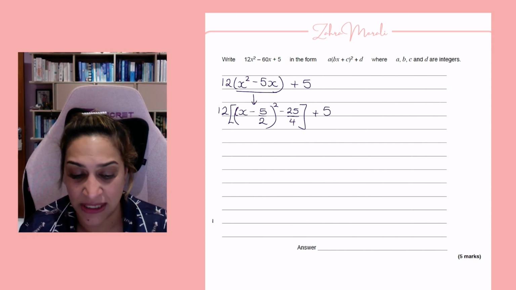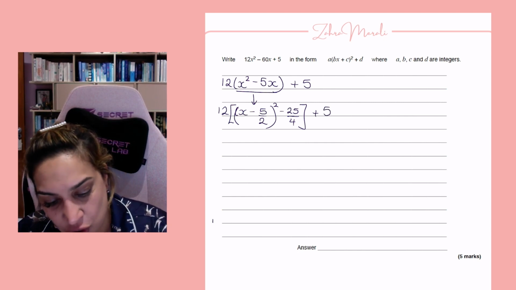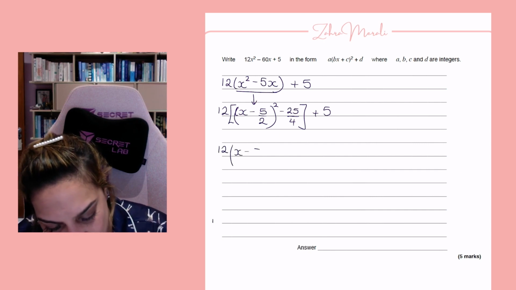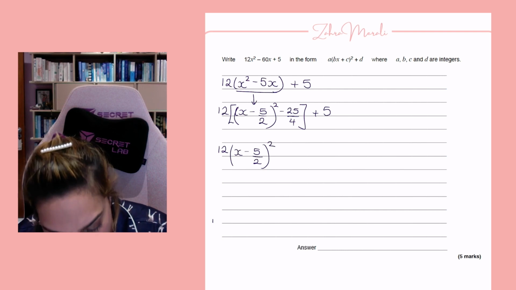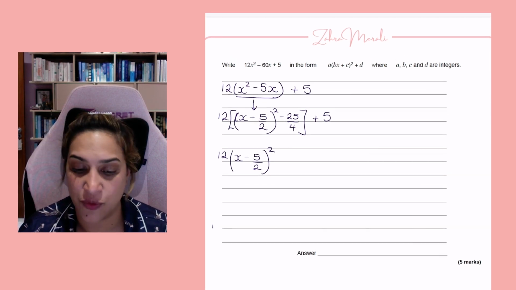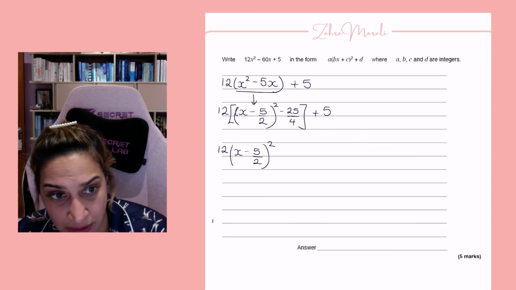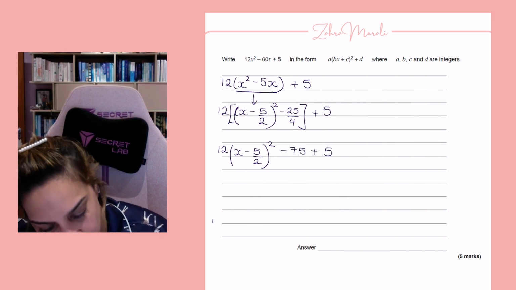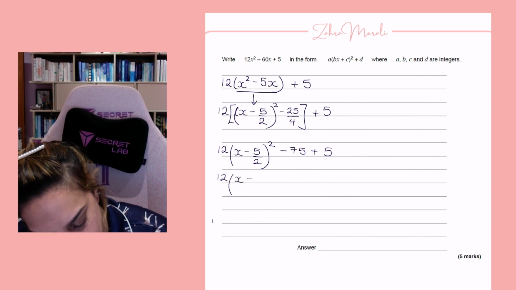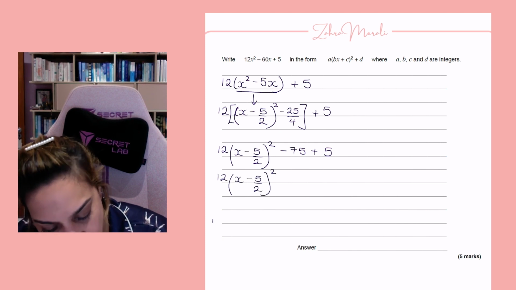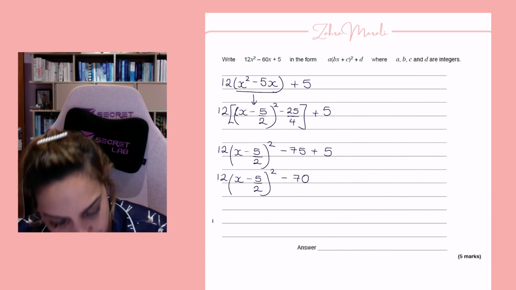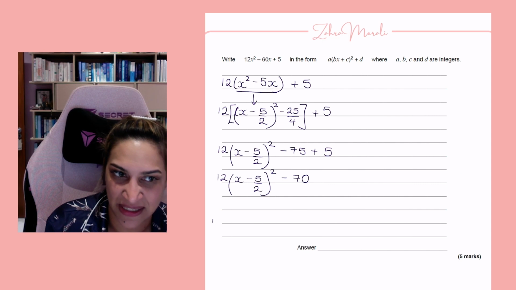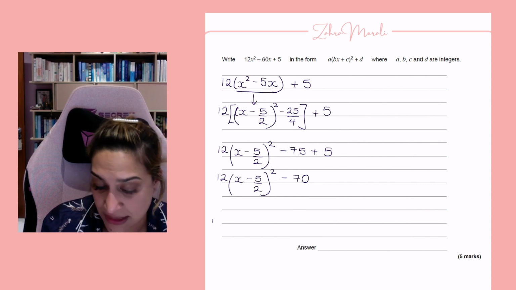Okay, so now let's open that out. We're going to do 12 times all of this to give us 12(x minus 5 over 2) squared. 12 divided by 4 is 3 times minus 25. It's going to give me minus 75 plus 5. So you're going to have 12(x minus 5 over 2) squared minus 70. Okay, now if we look at the answer, that doesn't sort of correlate. So we're like, okay, something doesn't make sense here.